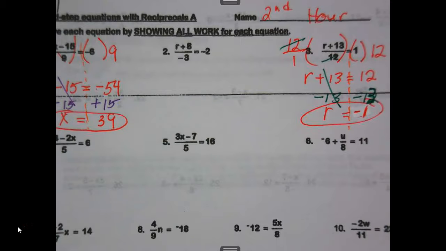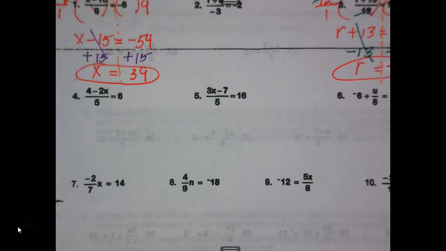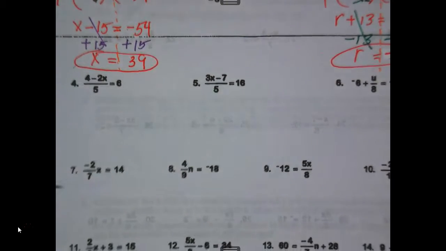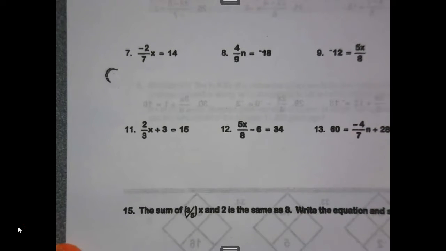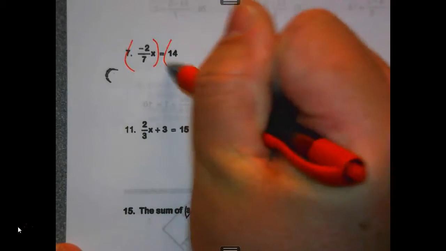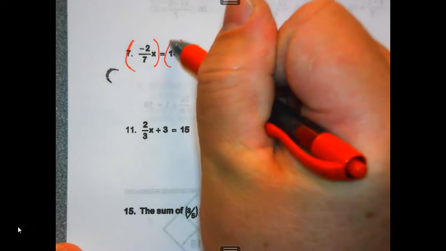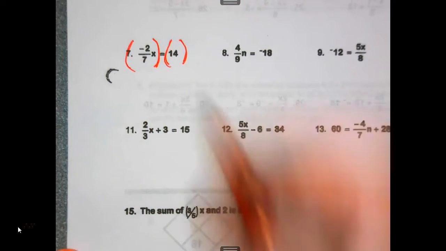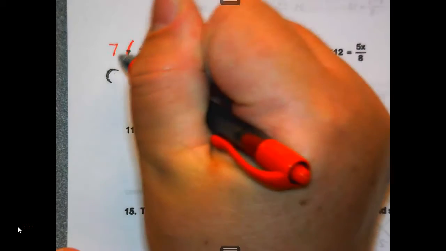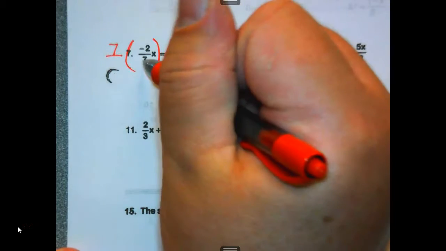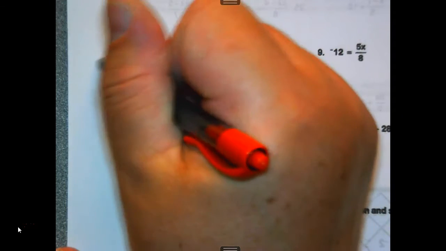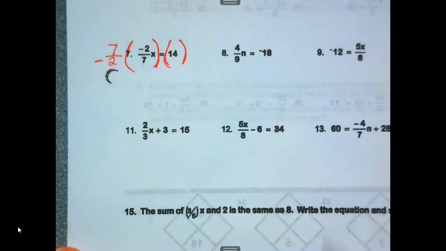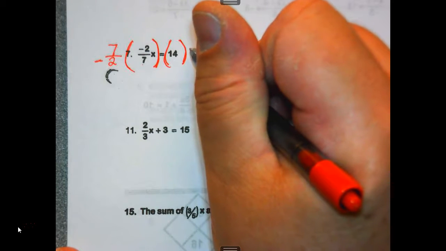Okay, let's look at number 7. What's the easiest way to get rid of a fractional coefficient? Because I'm going to multiply it by the reciprocal. Well, you can do separate steps. Yeah, you can multiply it by 7, then divide by -2, which is the same thing as multiplying it by the reciprocal, -7/2.